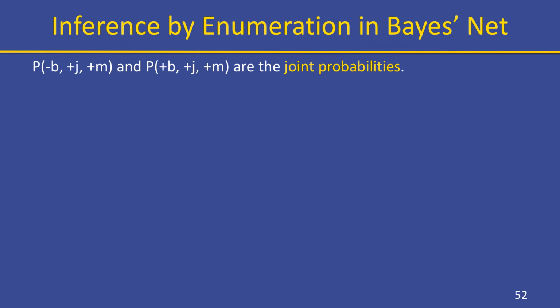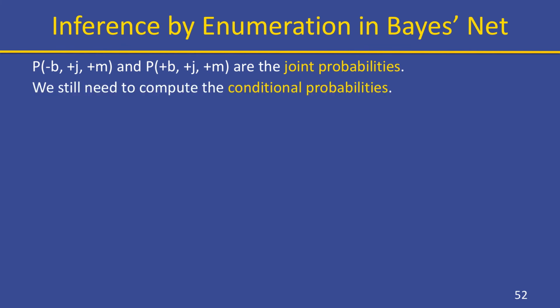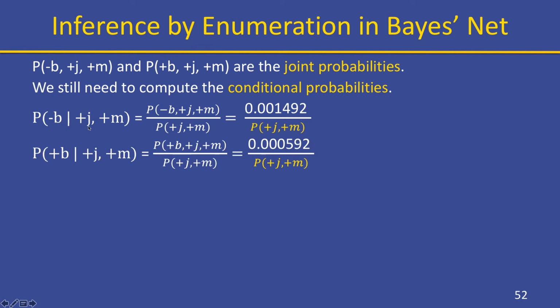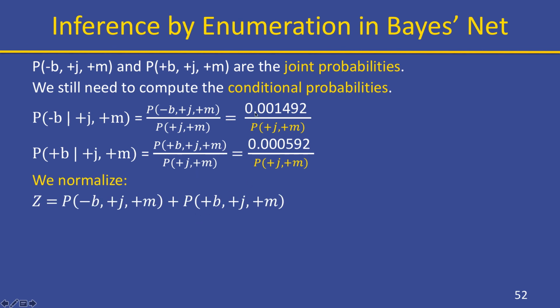What we're really interested in are the conditional probabilities. So we want to compute this conditional probability and this conditional probability. To do that, we still have to divide by P of plus J plus M, but we can use our normalization trick. So we know that these two probabilities have to add up to 1. So we compute the sum of 0.001492 and 0.000592.